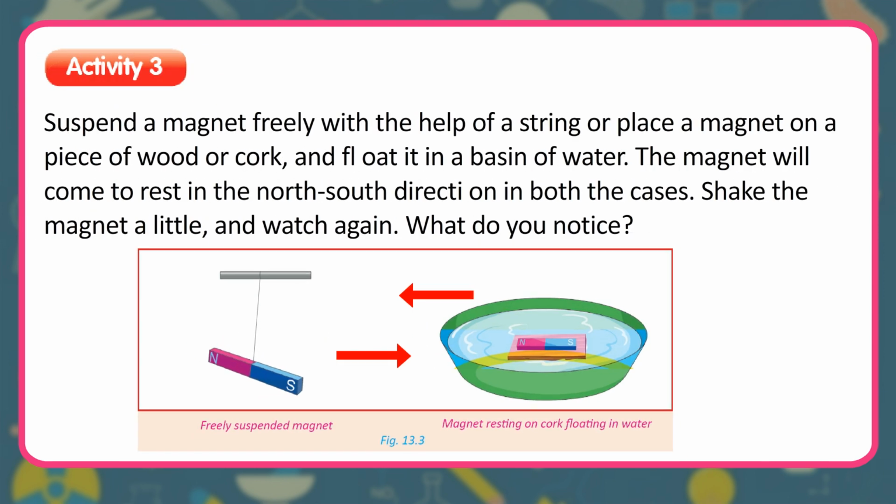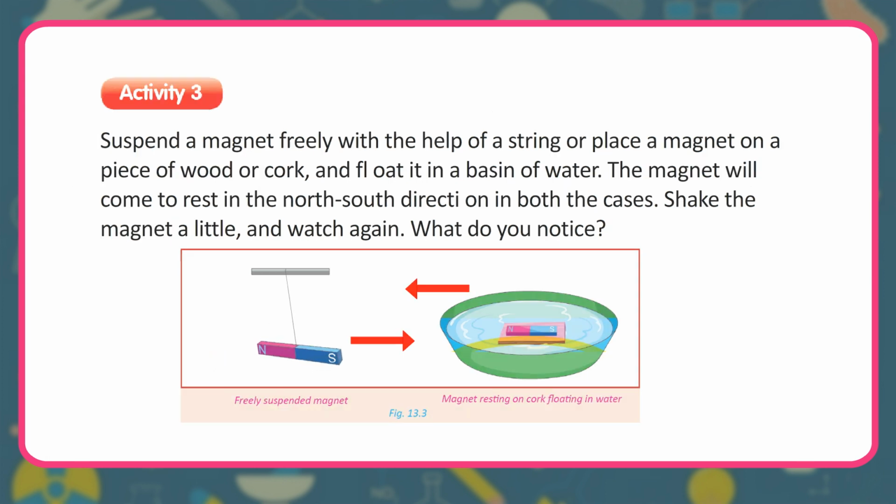Activity. Suspend a magnet freely with the help of a string or place a magnet on a piece of wood or cork, and float it in a basin of water. The magnet will come to rest in the north-south direction in both the cases. Shake the magnet a little, and watch again. What do you notice? Freely suspended magnet. Magnet resting on cork floating in water.